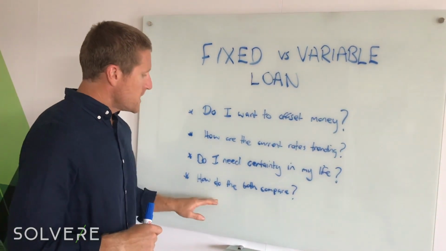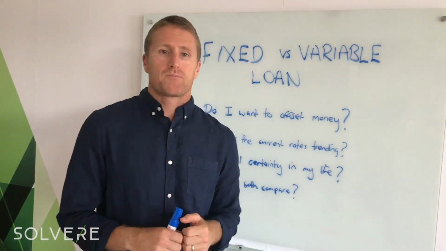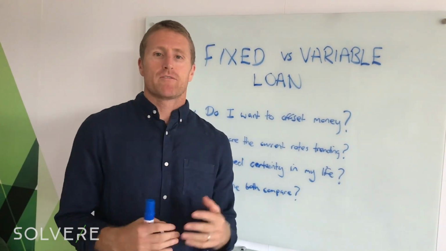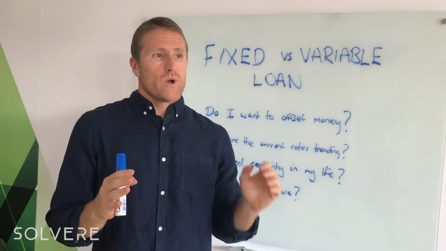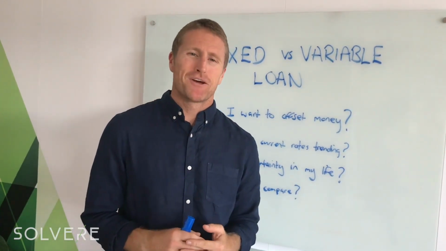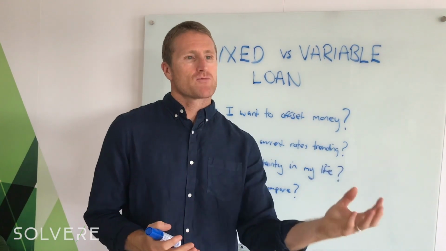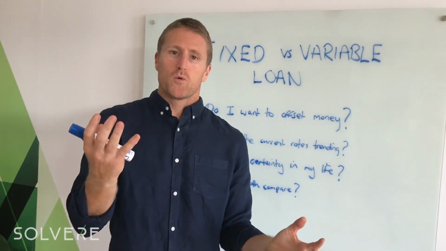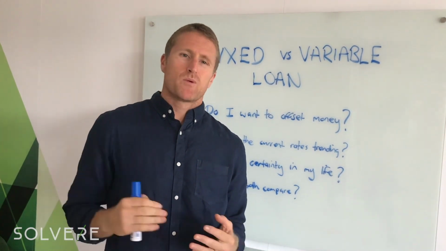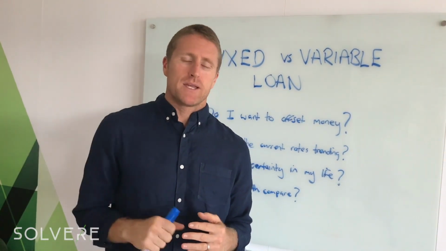And the last point is, how do they both compare? Usually there's a difference between the fixed rate and the variable rate from any lender. So which one's going to be more attractive for you at the time? Now, traditionally the banks don't lose. So if the fixed rate is lower than the variable rate at any one lender, then there's a reasonable chance that the variable rate's probably not going to go anywhere up anytime soon.